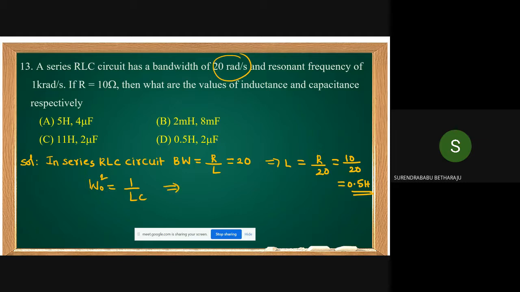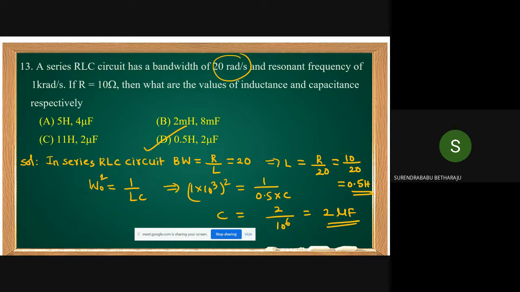Omega naught is 1 kiloradians per second. 1 into 10 cube whole square equals 1 by L, which is 0.5, into C. Then C equals 1 by 0.5, which is 2, into 2 by 10 power 6. That is 2 microfarad. L equals 0.5 Henry, C is 2 microfarad. Option D is correct.